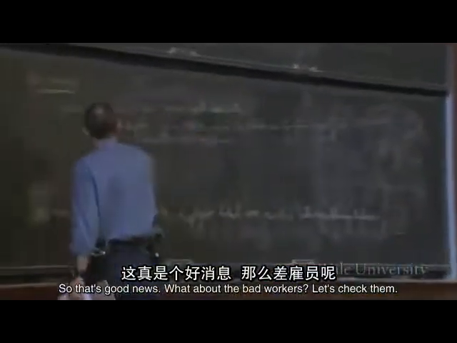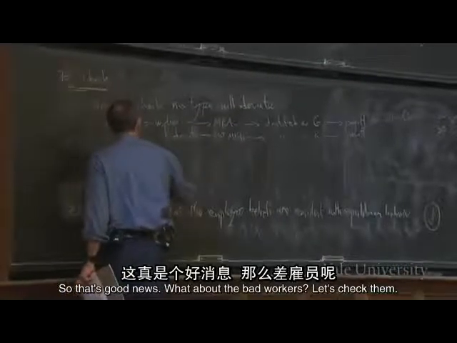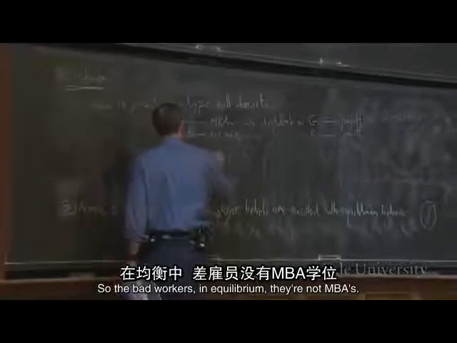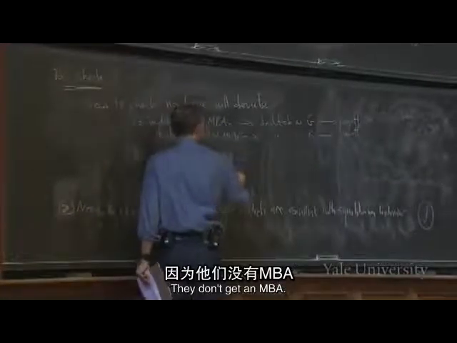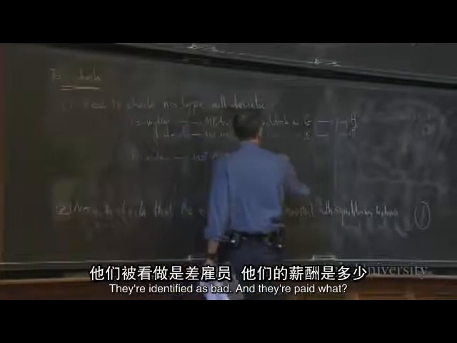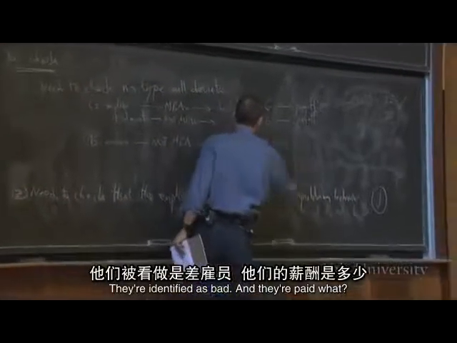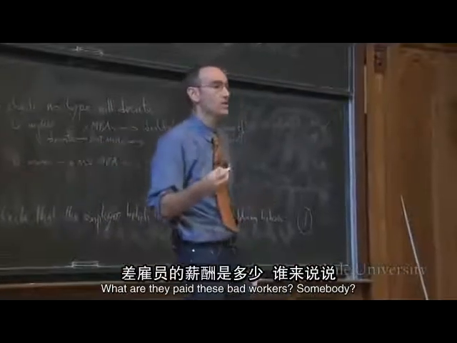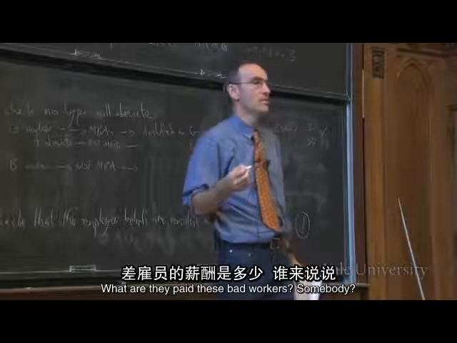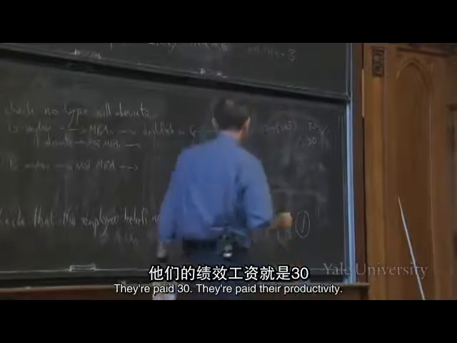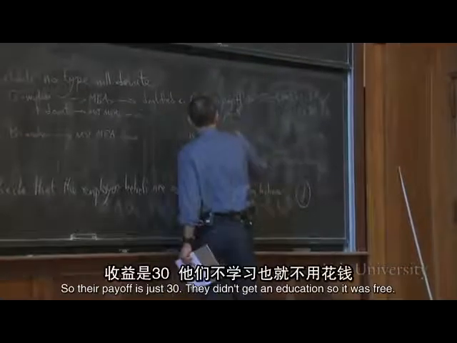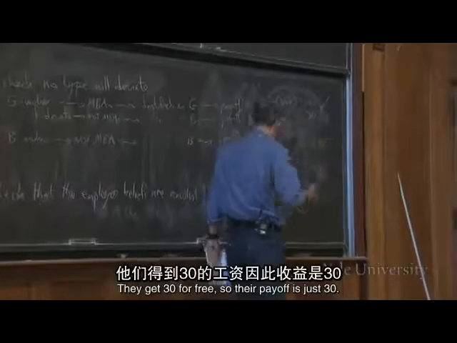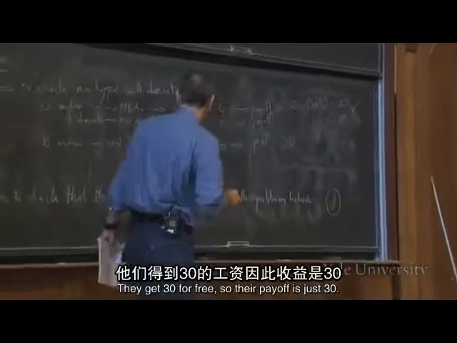What about the bad workers? Let's check them. So the bad workers, in equilibrium, don't get an MBA, they're identified as bad, and they're paid what? What are they paid, these bad workers? Somebody? They're paid 30, right? They're paid their productivity, so their payoff is just 30. They didn't get an education, so it was free. They get 30 for free, so their payoff is just 30.